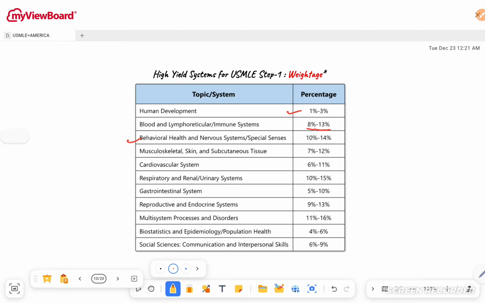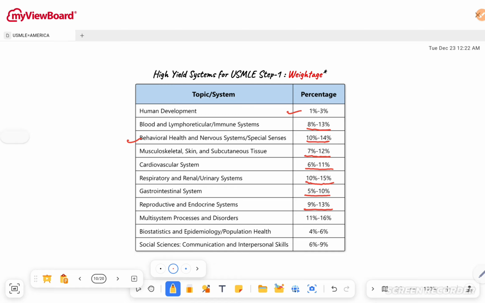From behavioral health and nervous system, actually 10 to 14% of 280 questions are being asked. From musculoskeletal, skin and subcutaneous tissues, the percentage of questions is 7 to 12%. From cardiovascular system, it is 6 to 11%. Respiratory and renal or urinary systems, it is 10 to 15%. Gastrointestinal system, it is 5 to 10%. Reproductive and endocrine systems, 9 to 13%.